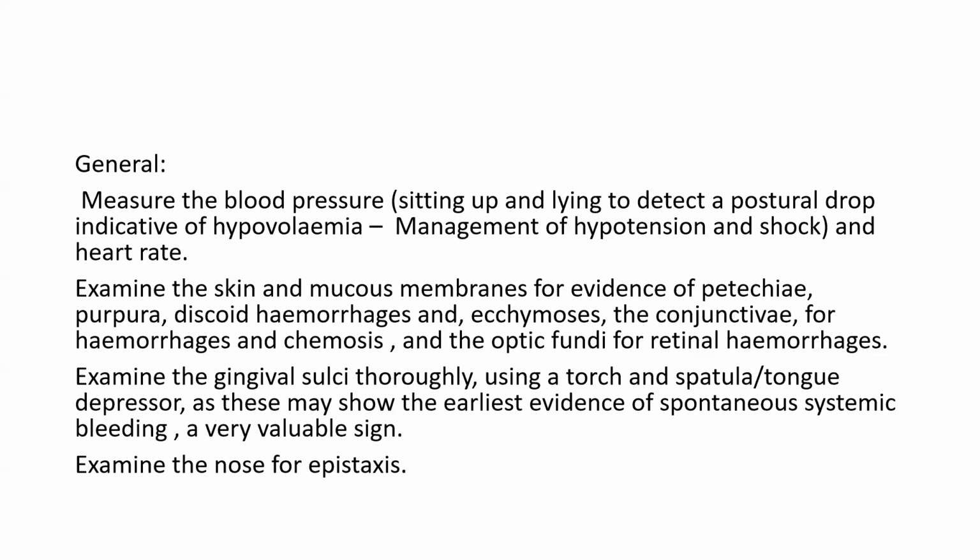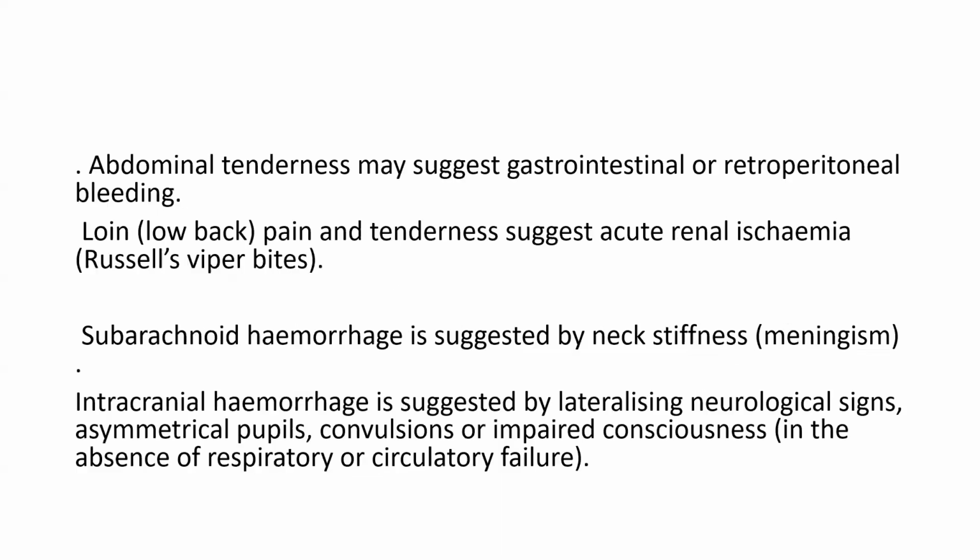Examine the gingival sulci thoroughly using the torch and spatula or tongue depressor, as this may show the earliest evidence of spontaneous systemic bleeding. It is a very valuable sign. Then examine the nose for epistaxis. Abdominal tenderness may suggest gastrointestinal or retroperitoneal bleeding. Loin pain and tenderness suggest acute renal ischemia, which occurs because of the Russell's viper bite.